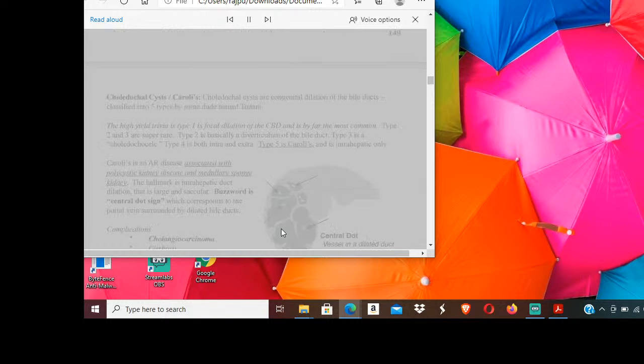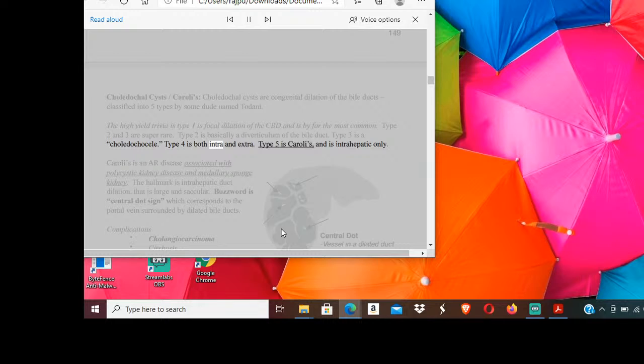149. Choledochal cysts. Choledochal cysts are congenital dilation of the bile ducts classified into 5 types by some dude named Todani. The high-yield trivia is type 1 is focal dilation of the CBD, and is by far the most common. Type 2 and 3 are super rare. Type 2 is basically a diverticulum of the bile duct.